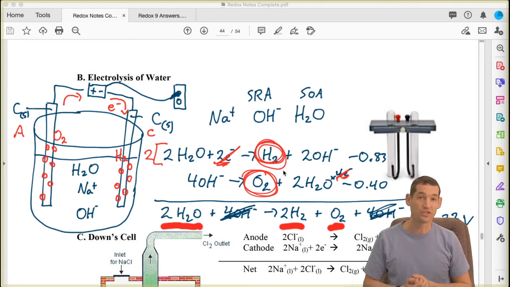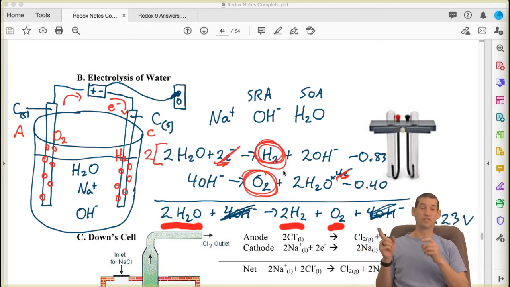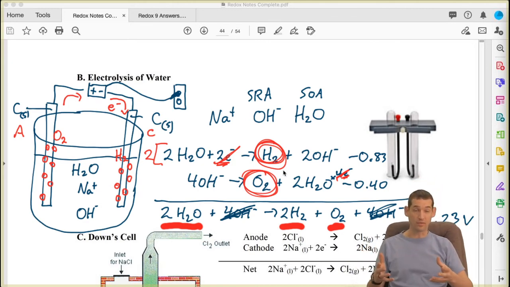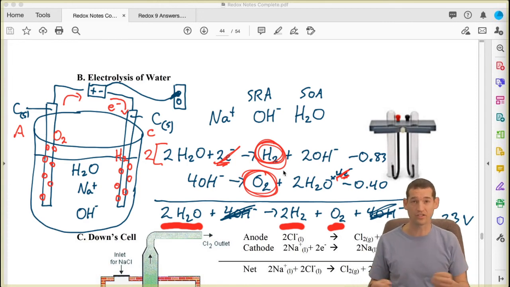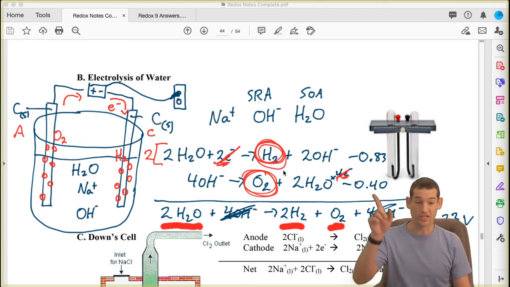Another type of question that sometimes comes up is maybe not necessarily the electrolysis of water, but of another chemical. And in any reaction, they may say, what bubbles would you expect to be produced at the anode or the cathode? And this is how you do it right here.